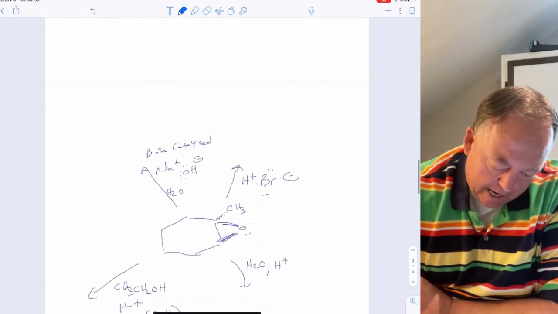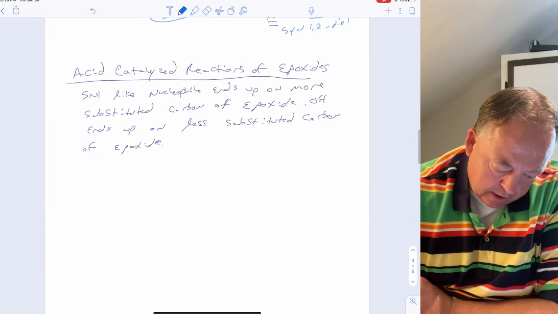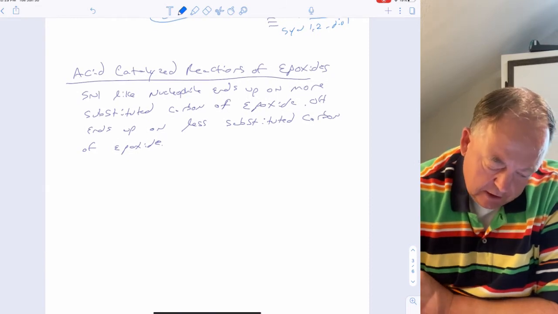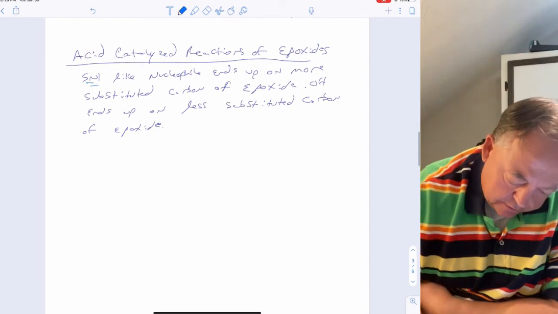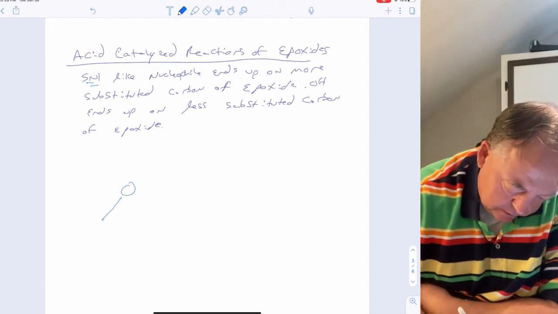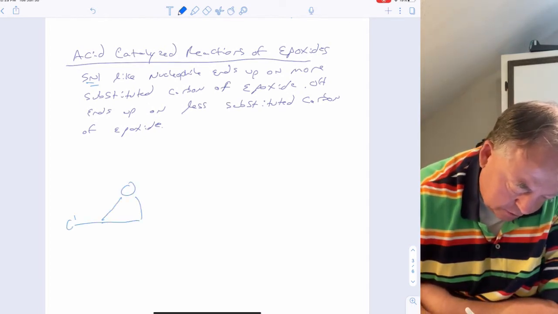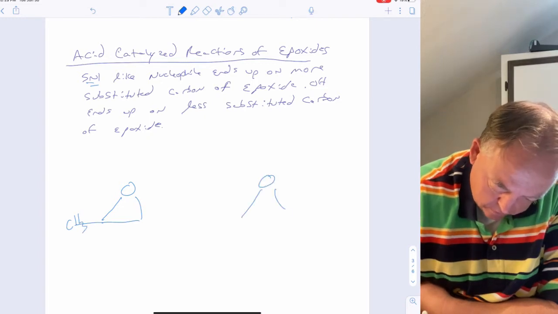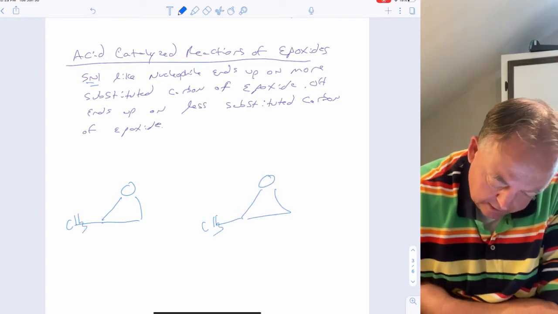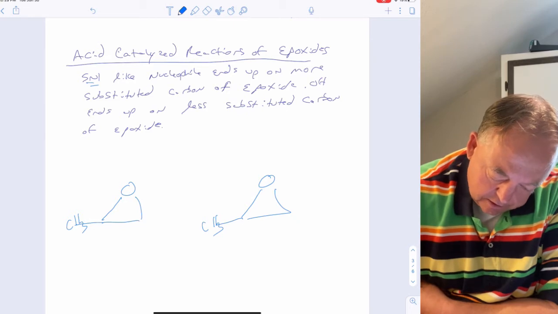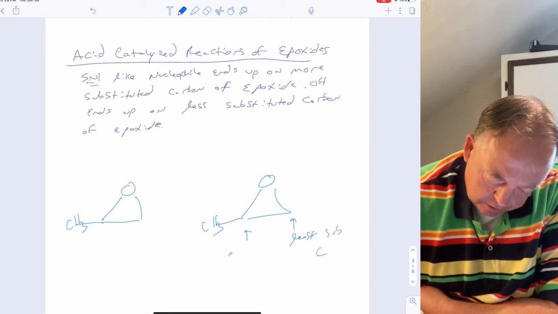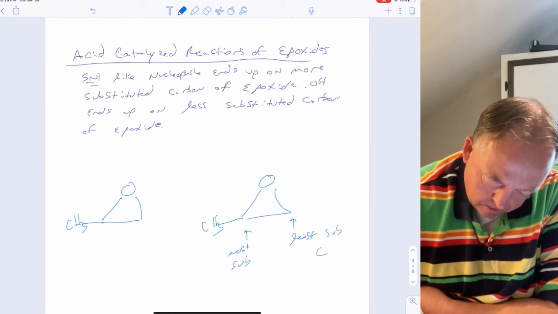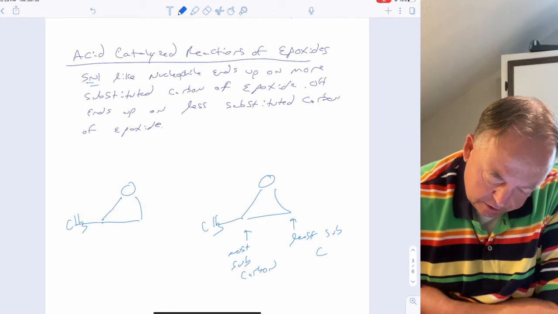Okay, so for the acid-catalyzed reactions of epoxides, they're SN1-like. So let's see, if we just contrast the two. So this is the least substituted carbon, and this is the most substituted carbon.